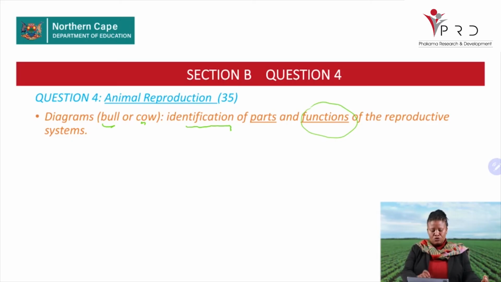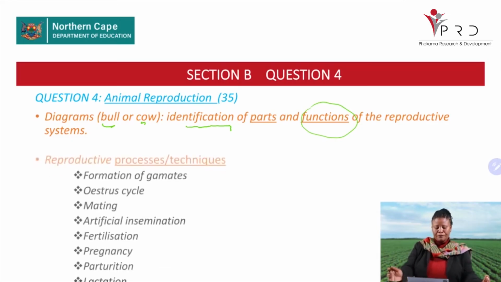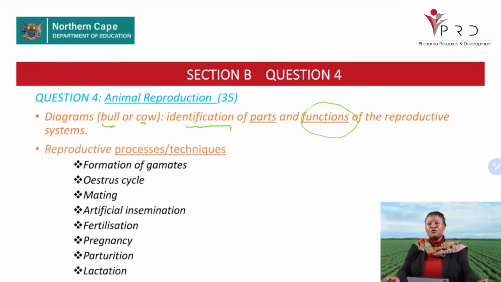Let's look at the next one. What is expected of you from animal reproduction? You must know the reproductive process. There's a lot. We refer to them as reproductive techniques or reproductive processes. You must know the formation of gametes. Once we talk of gametes, we talk about gametes in cows and gametes in bulls. Which means you need to look at how they are formed.